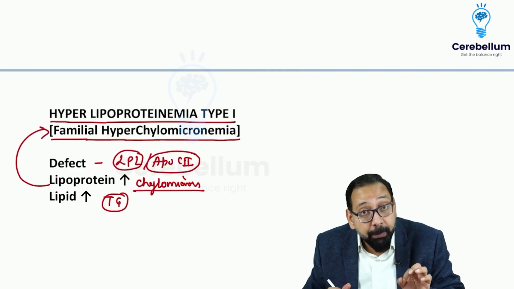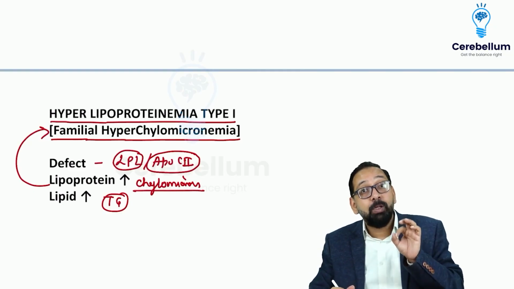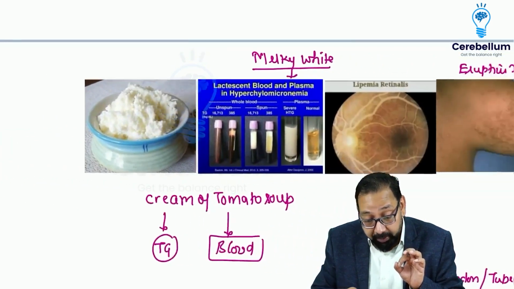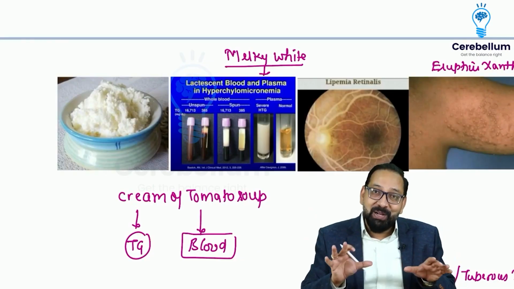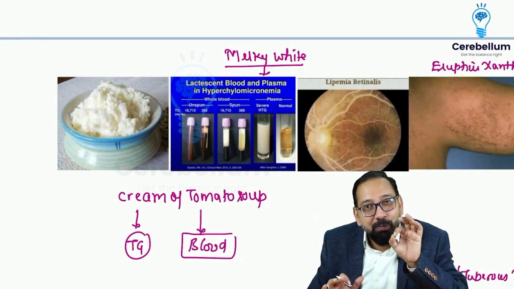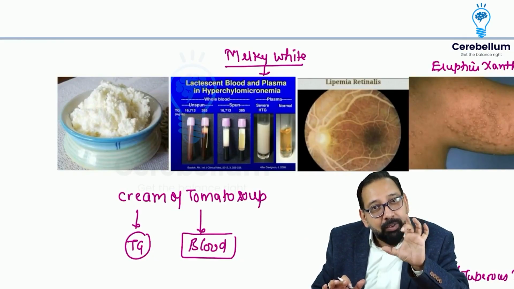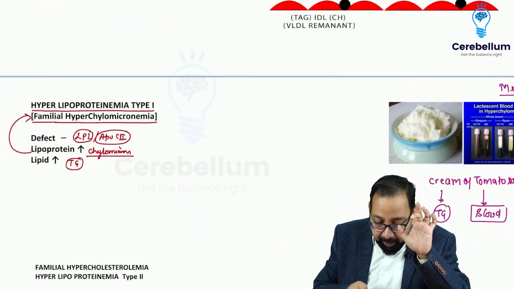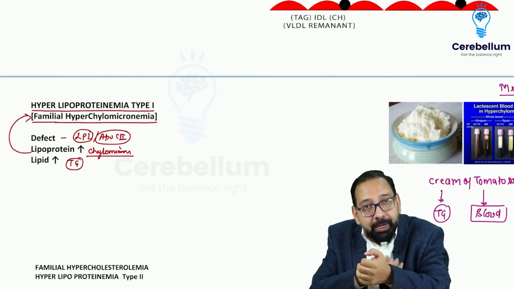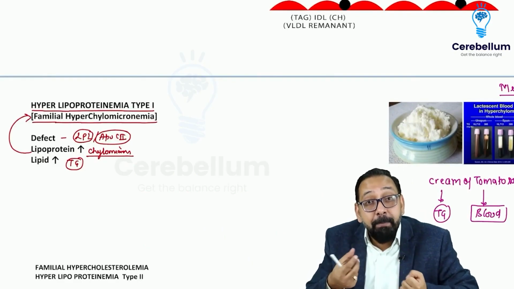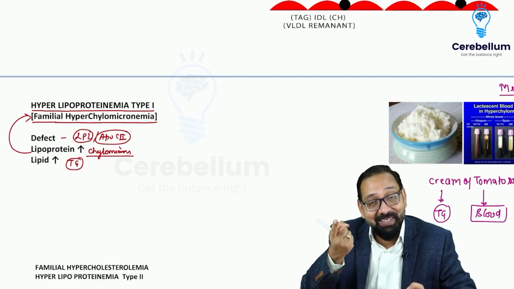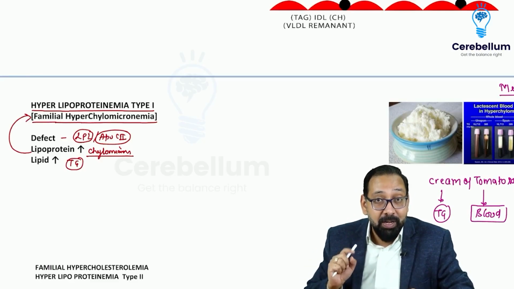You will remember that chylomicron contains triglyceride, and triglyceride I remember as white butter. So you will remember white butter as triglyceride, and whenever triglyceride is increased, you will find white color. So in hyperlipoproteinemia type 1 or hyperchylomicronemia, when you take a blood sample, you will find milky white plasma because triglyceride or chylomicrons are increased. So, milky white plasma.